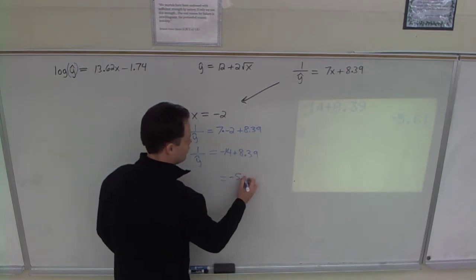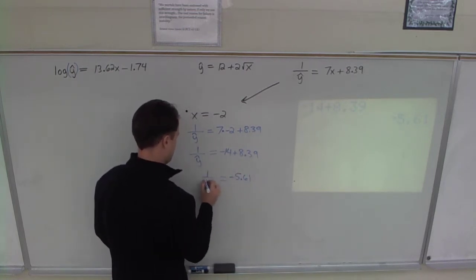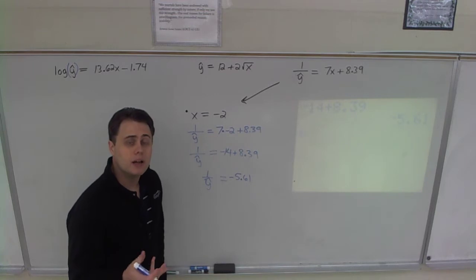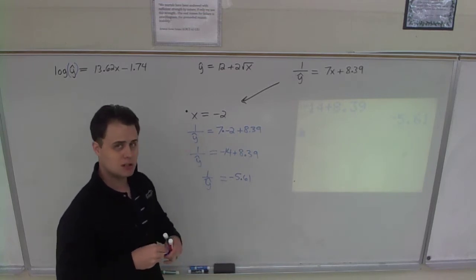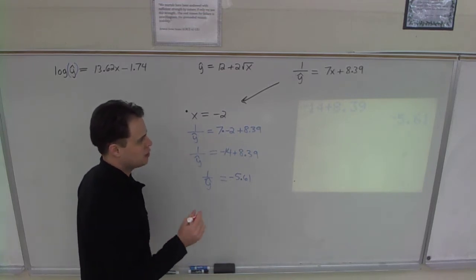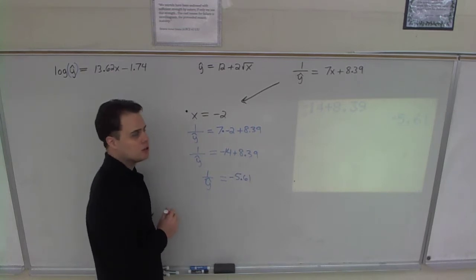Get negative 5.61. And you don't want 1 over y hat, you want y hat. So how do you get it by itself? I think this is a pretty simple little thing. Even Algebra 1 students should kind of know by the end of the year.